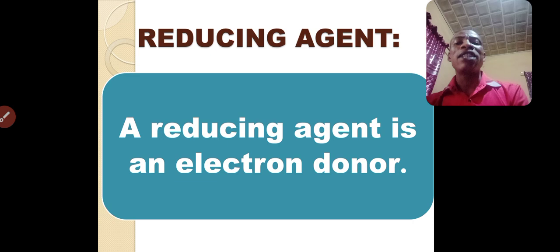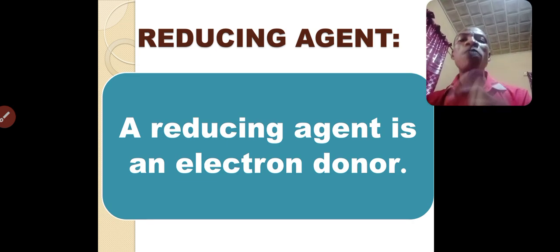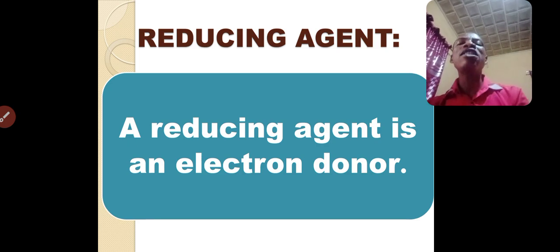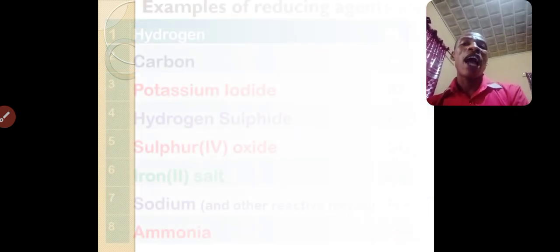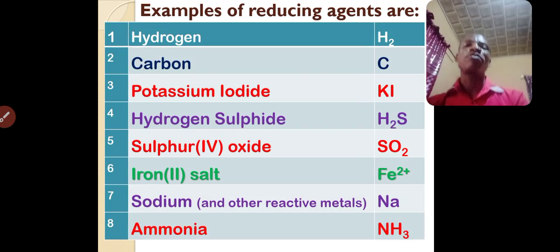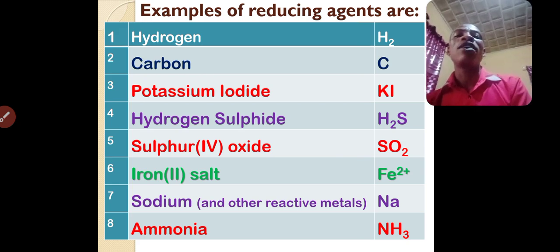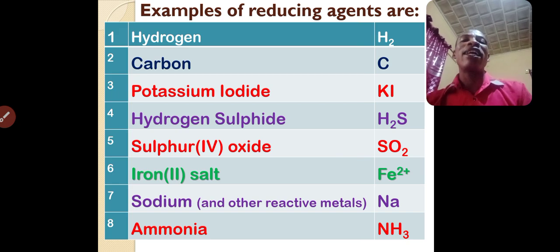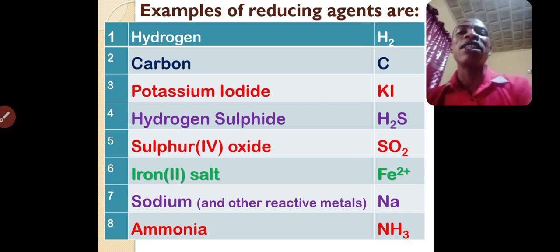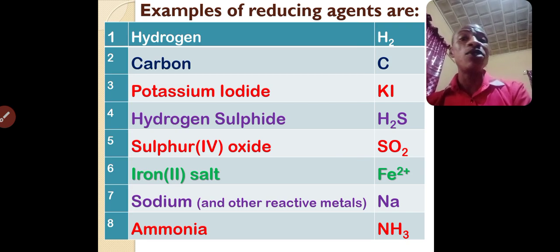What are reducing agents? A reducing agent is an electron donor. Substances that have the ability of easily donating electrons, and without going very far, you will see that metals, especially those that are very reactive, are the ones that easily lose electrons. You call that electropositivity. So most metals are highly reducing in nature. They are reducing agents, while non-metals are oxidizing agents.